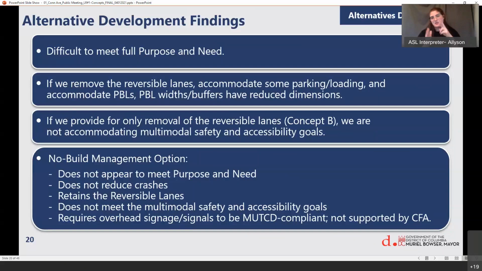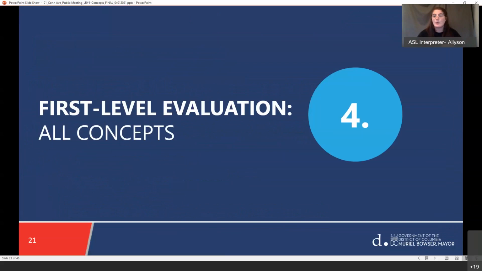As far as the no-build management option, it does not appear to meet the purpose and need. It does not reduce crashes. It retains the reversible lanes. It does not meet the multimodal safety and accessibility goals and requires overhead signage and signals, which are not supported by the Commission on Fine Arts or the State Historic Preservation Office. Cynthia Lynn is going to talk to you a little bit about the concepts.